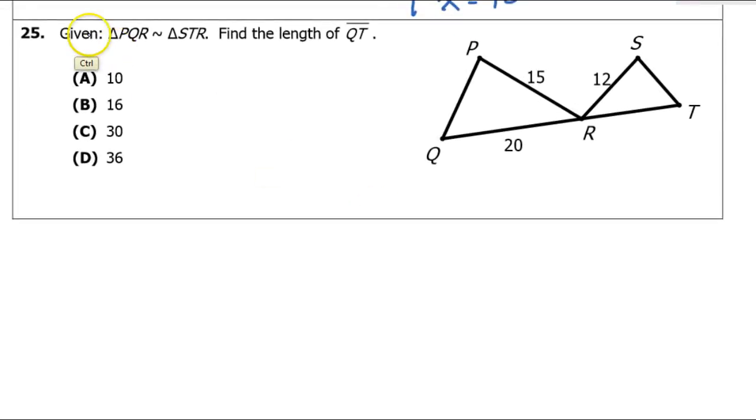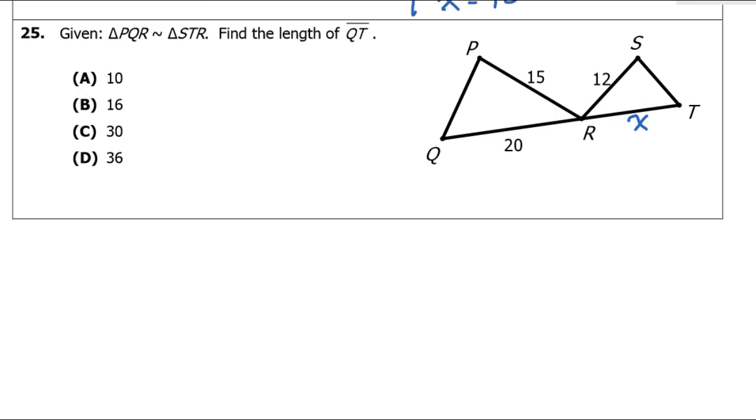So looking at number 25, we're given that these are similar, and we need to find the length of QT. Now, QT is the length of this entire side. So I'm going to do this in 2 steps. First of all, I'm going to find the length of X. And then that will tell me QT because I'll just add 20 to it.